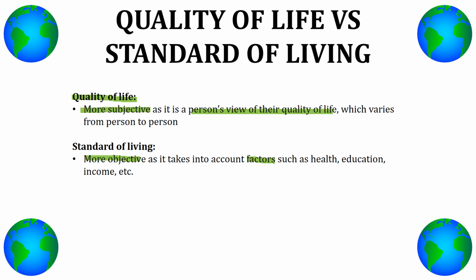So now we've got quality of life versus standard of living. So quality of life, it's more subjective, so that means it's more like a person's point of view. So it's a person's view of their quality of life, and it varies from person to person.